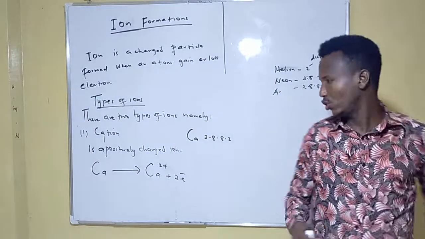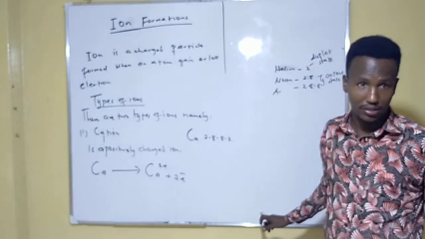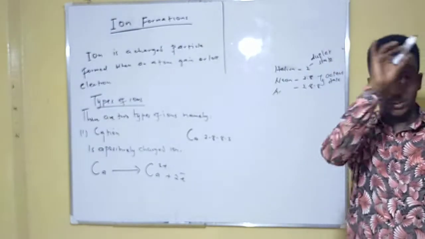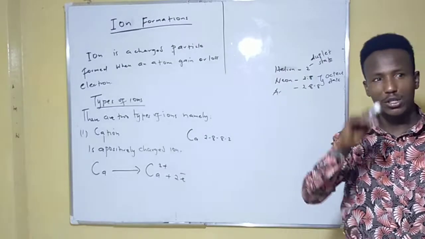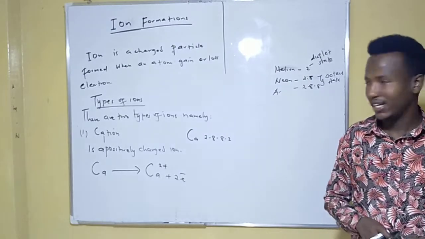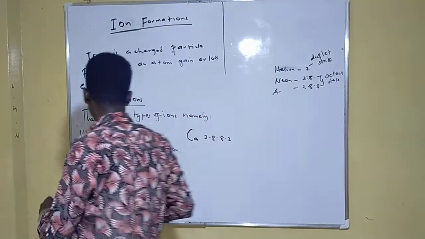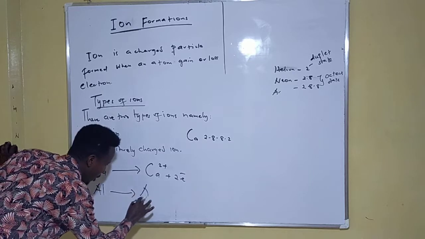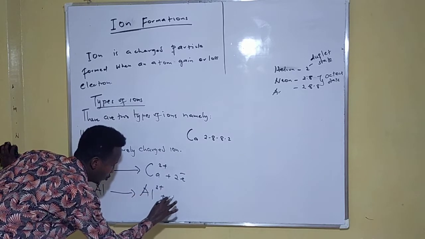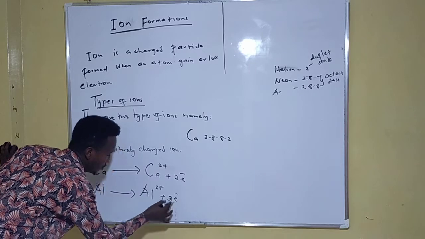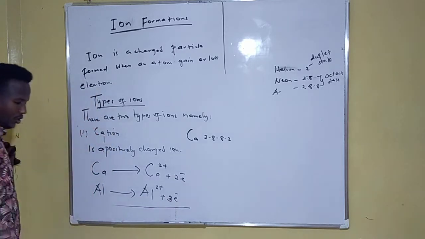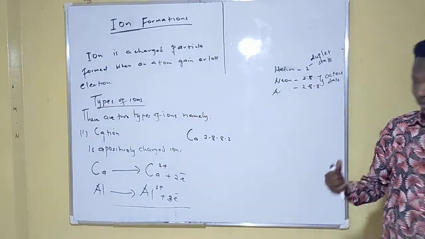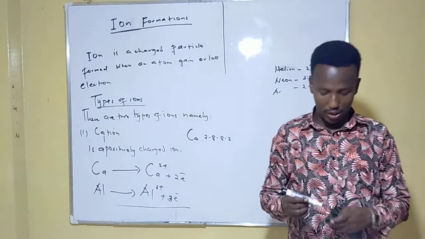Diagrammatically, you can also show that. Try to show that, because instead of writing a single positive charge on the ion, you write 2+, because calcium is going to lose 2 valence electrons. Let me also add aluminium, which is group 3. The aluminium atom is going to lose 3 valence electrons. So aluminium ion plus 3 electrons. So this is how metals form their ions in equation form.